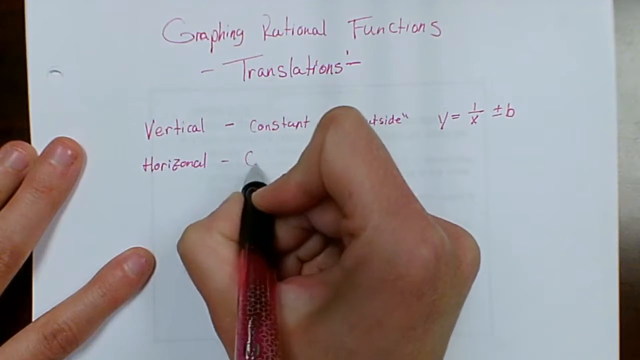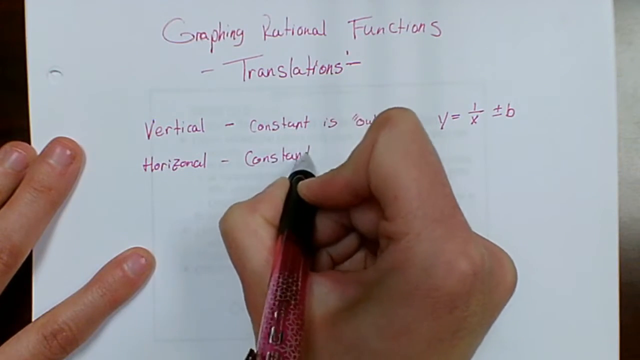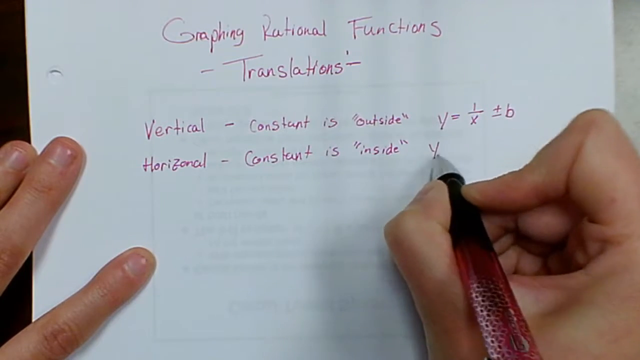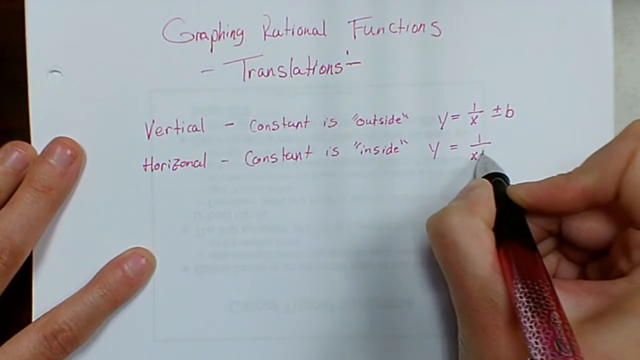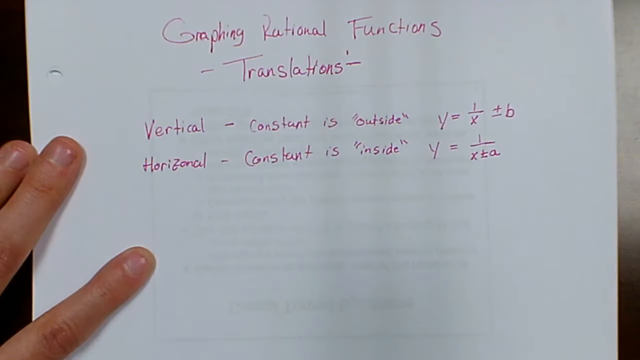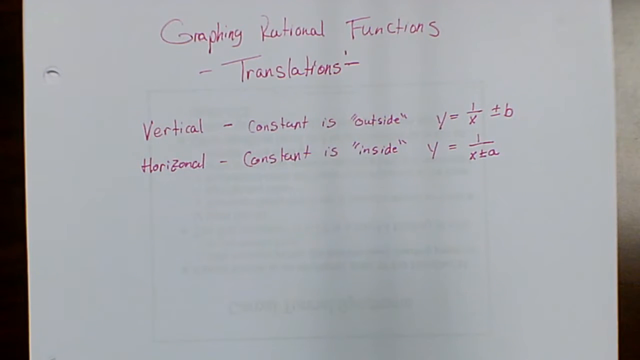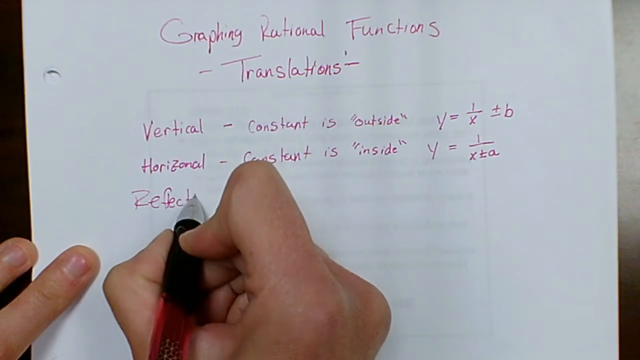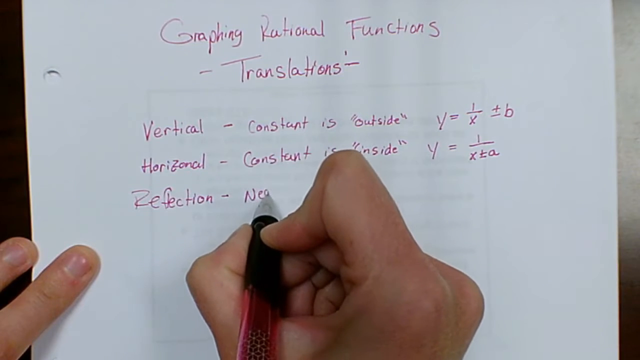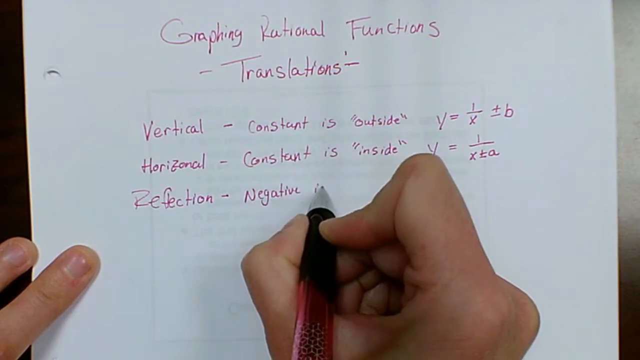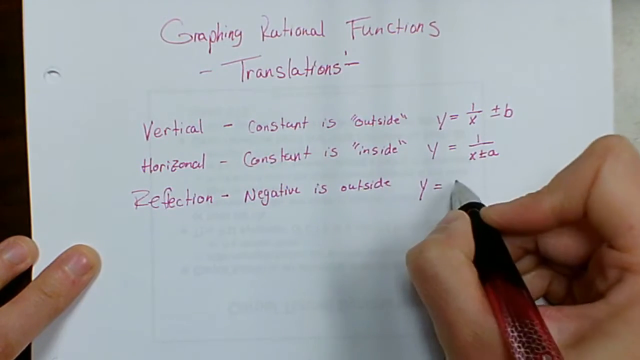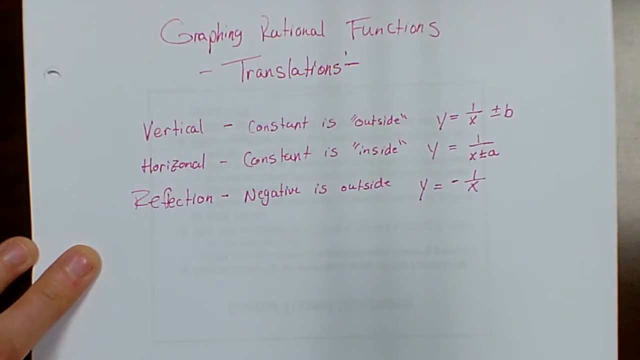Horizontal shift, the constant is inside. So for instance, you have to add or subtract a to x first. The reflection, negative is outside. So y equals -1 over x.